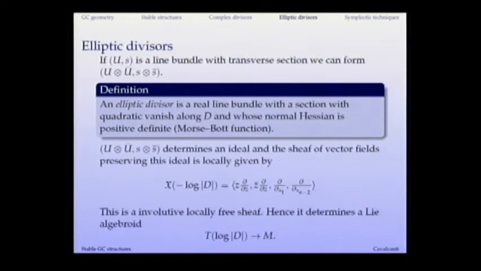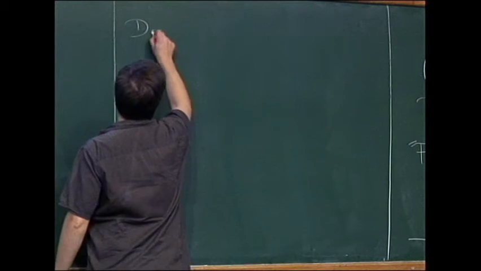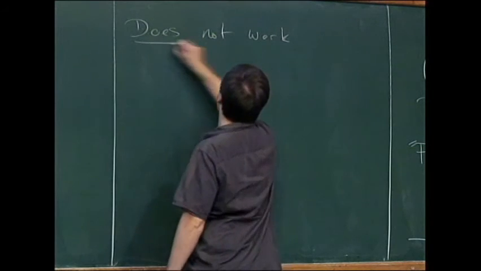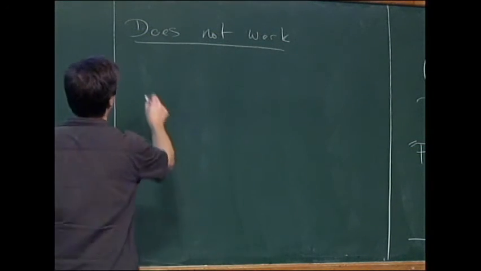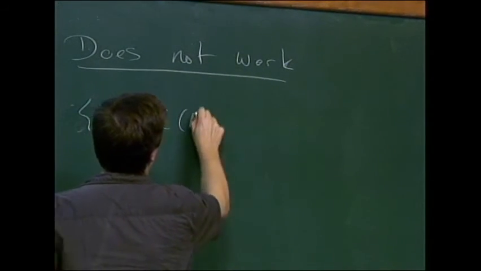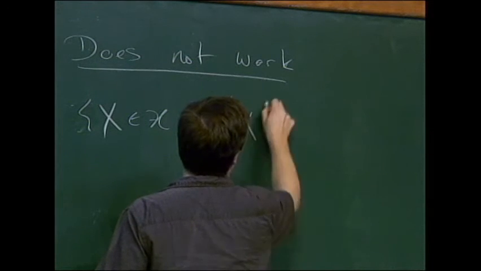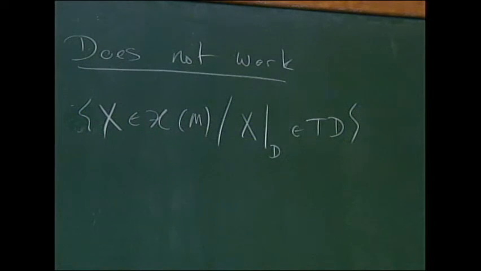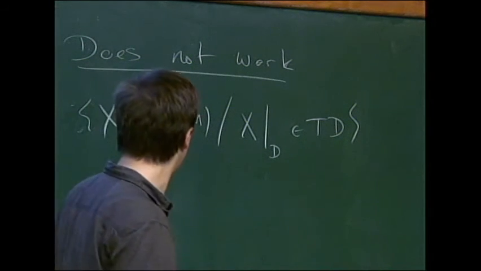Part of the reason to do all this is that the most natural thing one would look for, which we are not doing, doesn't work. One would pick, for example, the set of all vector fields on M such that X on D is tangent to D. That would be the tangent sheaf. That works fine for codimension 1 things, but for codimension 2, it's not locally free anymore.